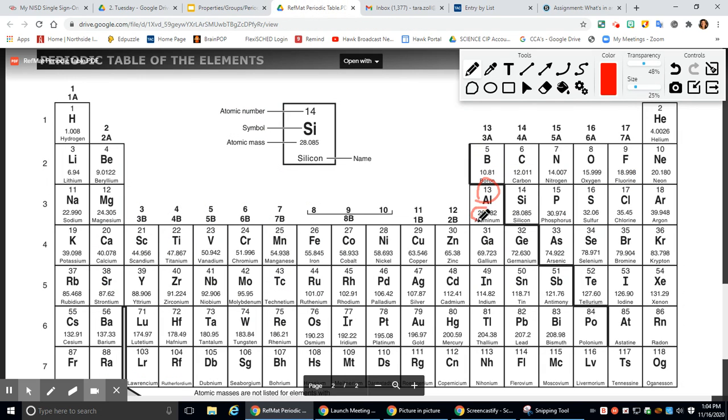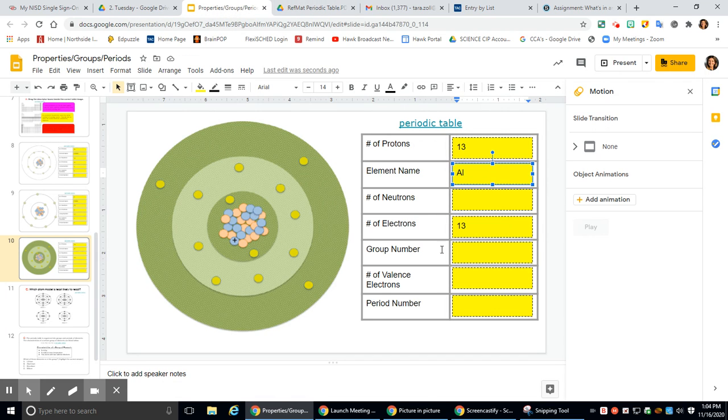How many neutrons does aluminum have? I have to take that mass number, which is my rounded number. So 26.9 rounds to 27. 27 subtract your atomic number 13. So 27 subtract 13 is 14. So my number of neutrons is 14.